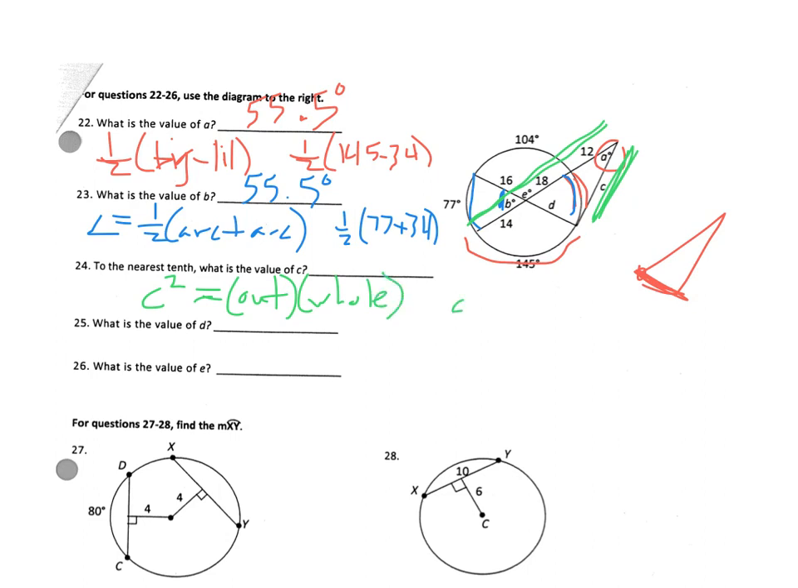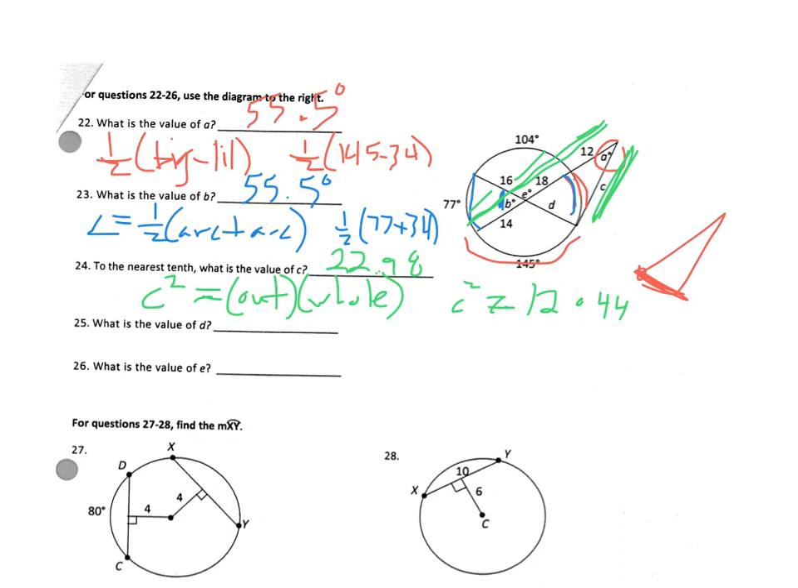Okay, so I don't know what C is, so that's still C squared. The outside portion of the segment is 12. The whole thing is going to be 12, 18, 14. Add up all of those things, that's 44. So you got to do 12 times 44, then take the square root, and you're looking at like 22.98. So that's what you got for C.